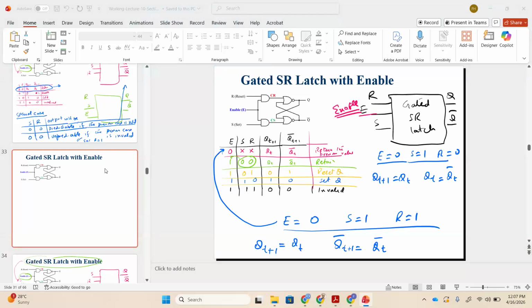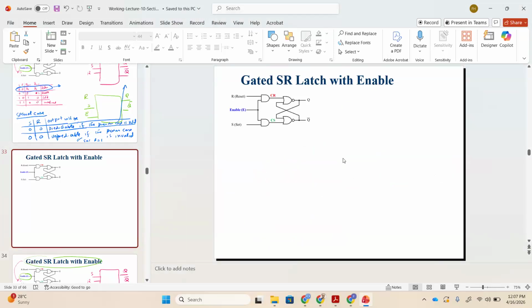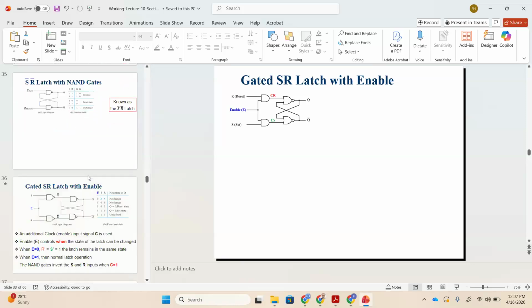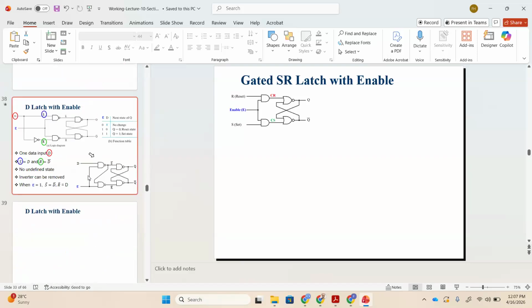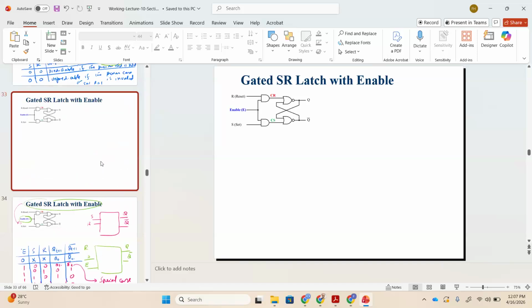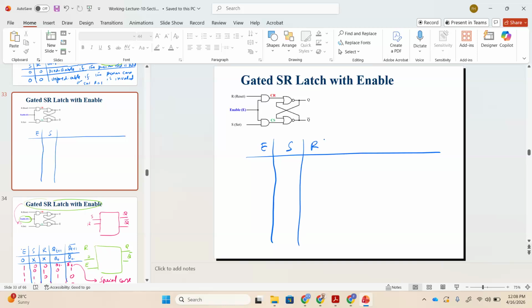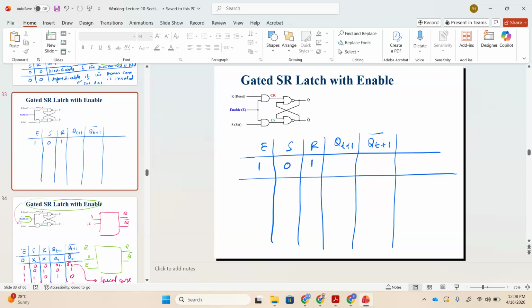No, Professor. Okay, now what are we going to do? So now we get this as our latch. Let's assume we now want to draw this. So we have E, then S, then R, then QT plus 1, and QT plus 1 whole bar. With 1, 0, 1, what is the output?